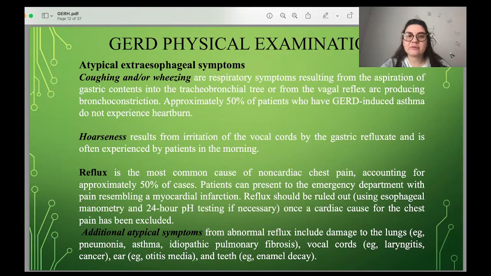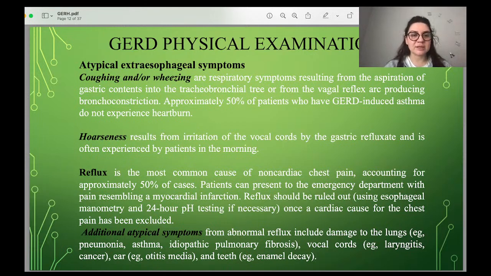Atypical or extraesophageal symptoms, I told you they include coughing or wheezing. There are respiratory symptoms resulting from aspiration of gastric contents into the tracheobronchial tree or from the vagal reflex arc producing bronchoconstriction. Approximately half of patients who have GERD-induced asthma do not experience heartburn. Next extraesophageal symptom, it is hoarseness. It results from irritation of the vocal cords by gastric refluxate, and it's often experienced by patients in the morning.